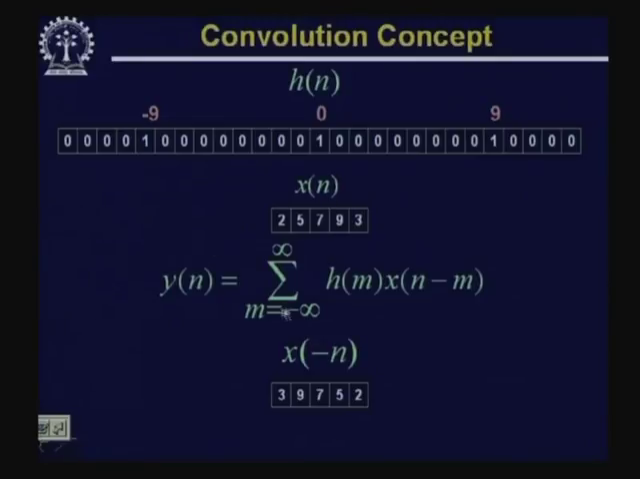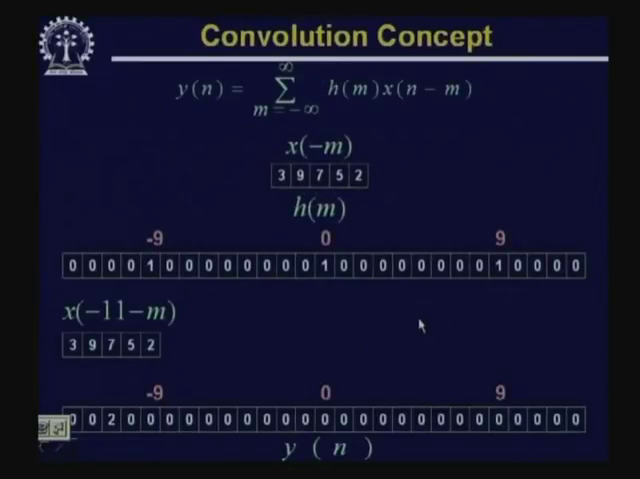And the convolution expression that we have said in the continuous domain, in the discrete domain, is translated to this form, that is y[n] equal to the sum of h[m] into x[n minus m], where m varies from minus infinity to infinity. So, let us see how this convolution actually takes place.